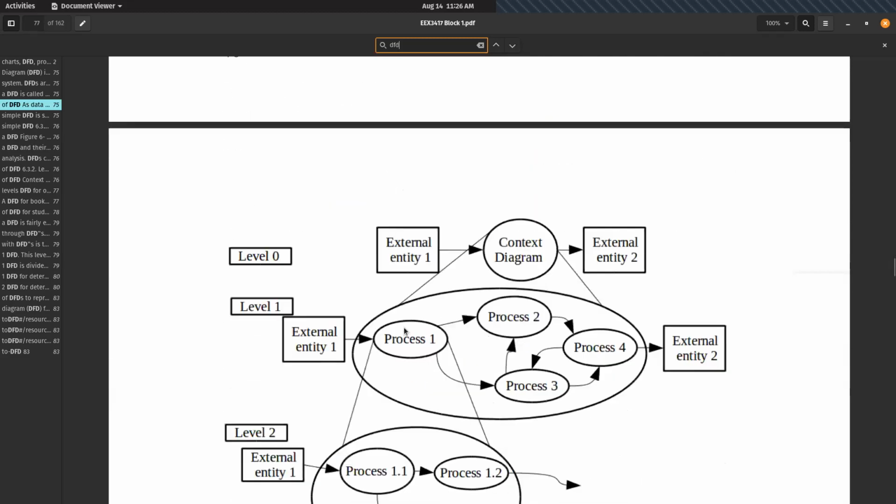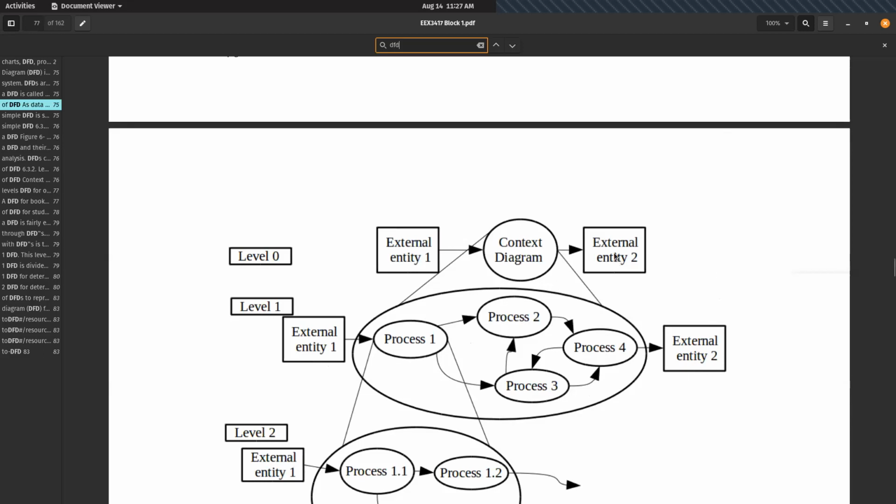Levels of DFD. After drawing the context diagram, we expand this to level 1. In level 1, we have several processes, divided into sub-processes, and the same external entity 1 and external entity 2. External entity 1 and external entity 2 are always the same.